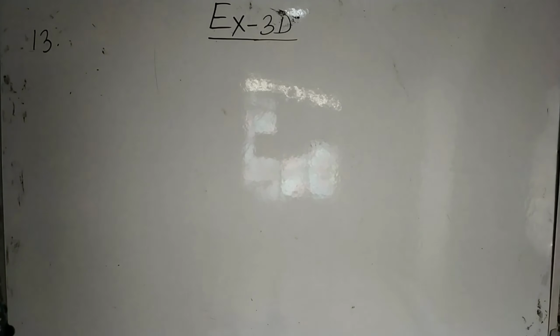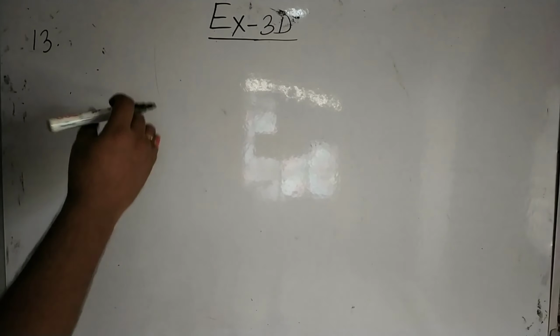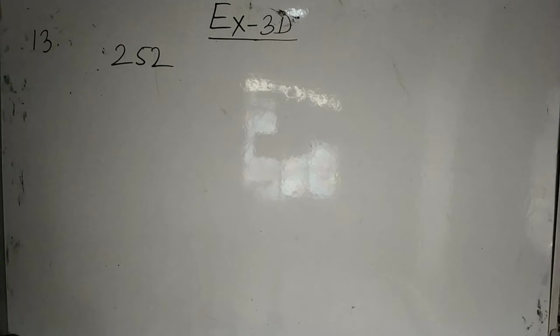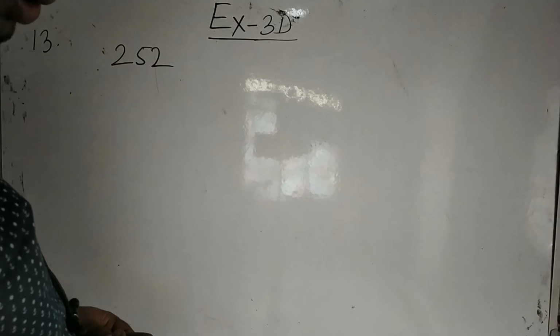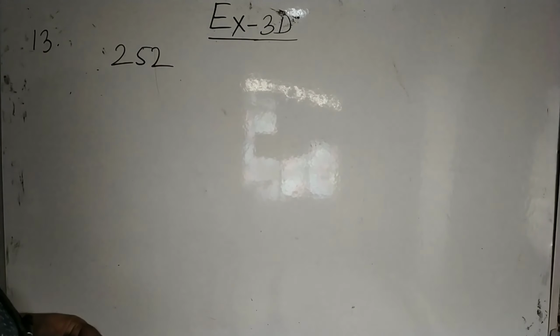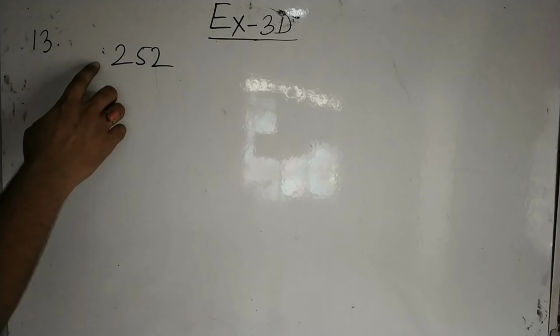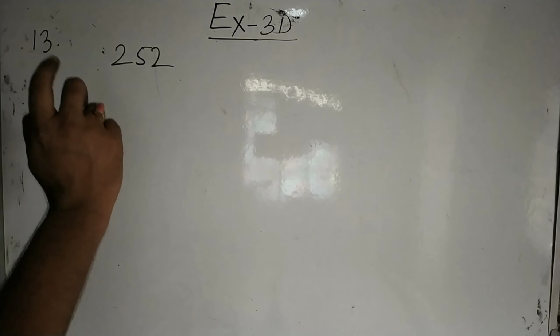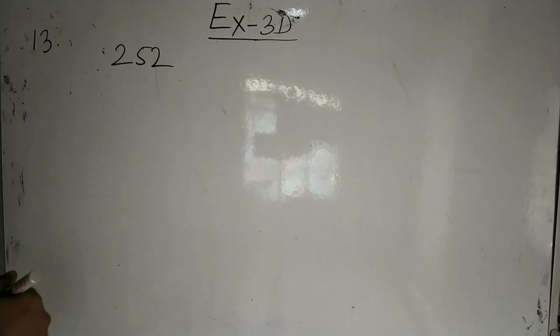Everyone read the question. What is given? Find the smallest number by which 252 must be multiplied to get a perfect square number. Also find the square root of the perfect square number so obtained. So our number is 252. We have to multiply a certain number with this number so that the result will be a perfect square number.